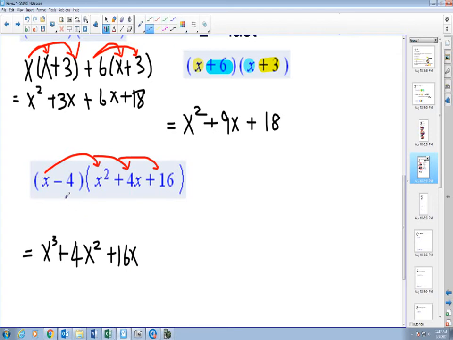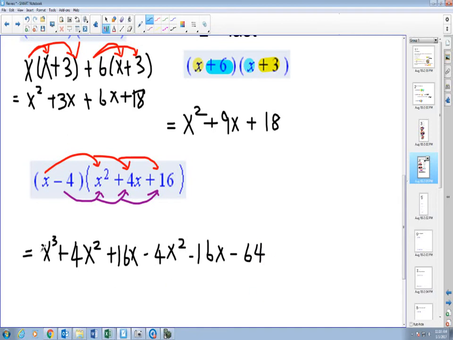Now, negative 4 will do a distribution onto the x squared, positive 4x, and positive 16. So negative 4 times x squared, negative 4x squared. Negative 4 times positive 4x, negative 16x. Negative 4 times positive 16, negative 64, I believe.